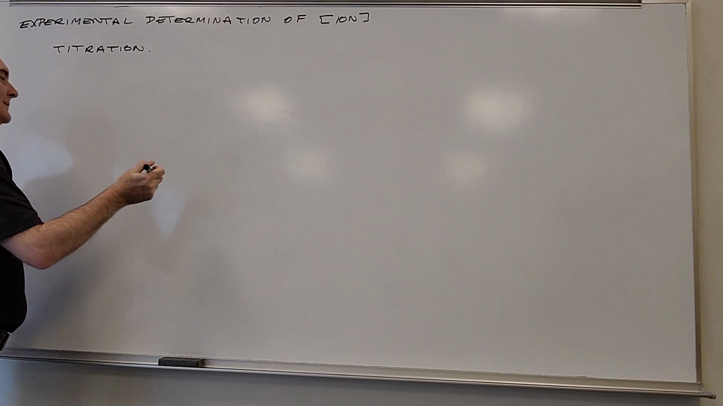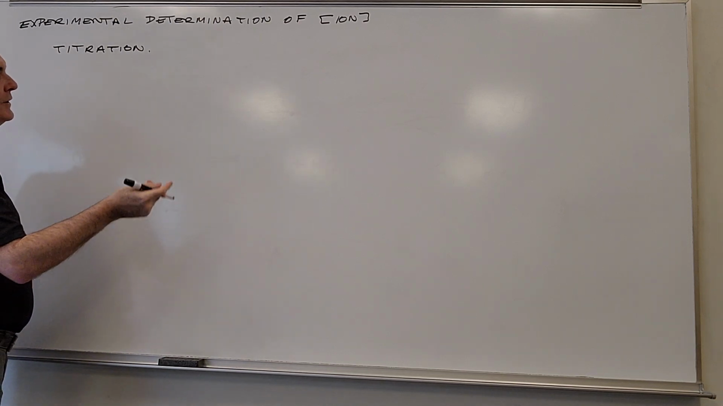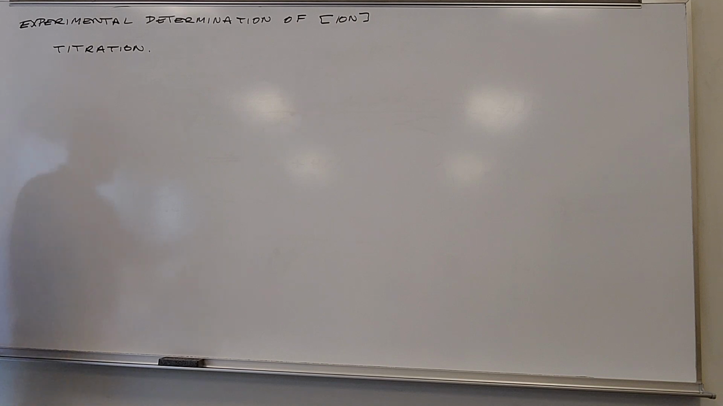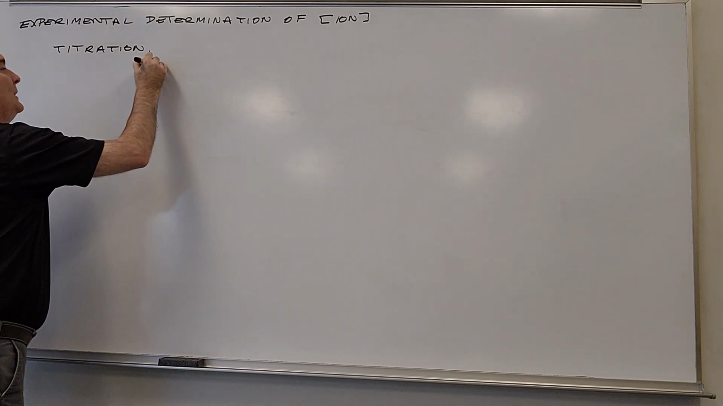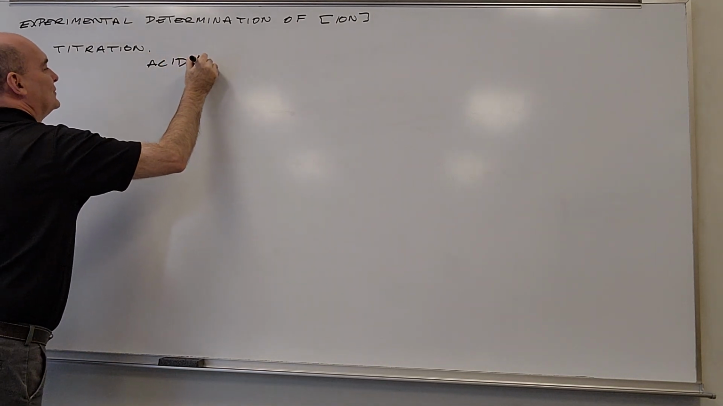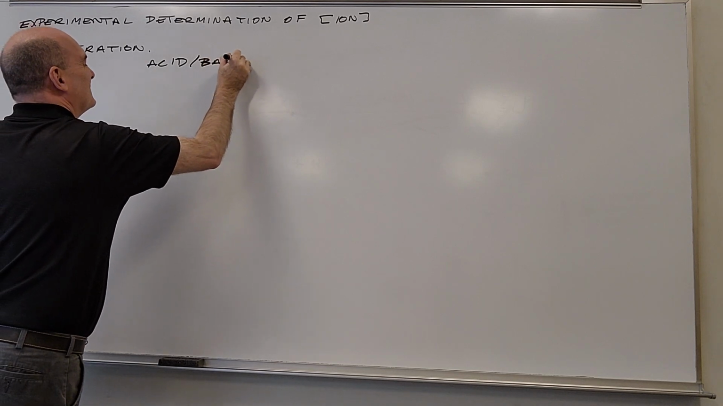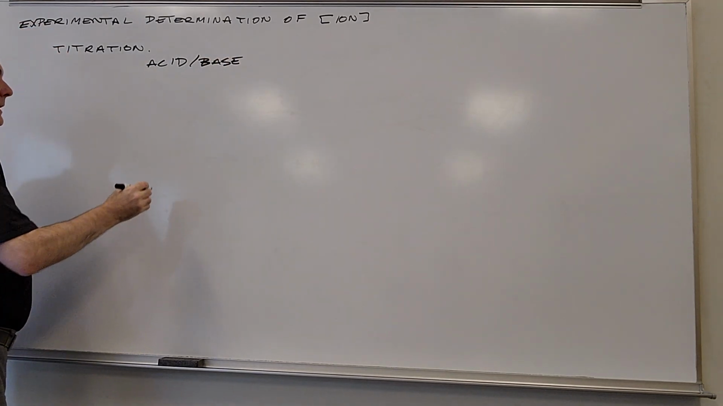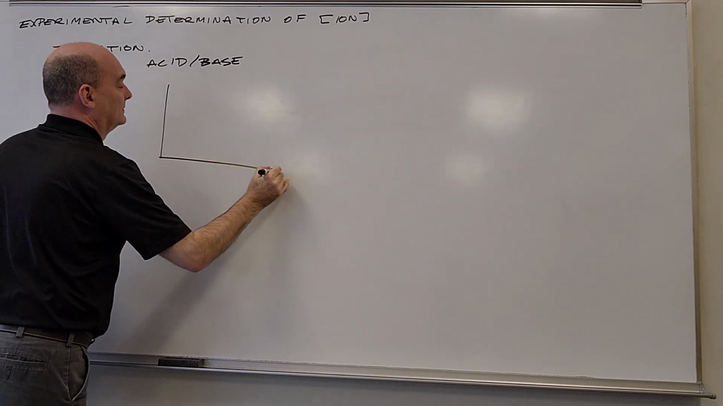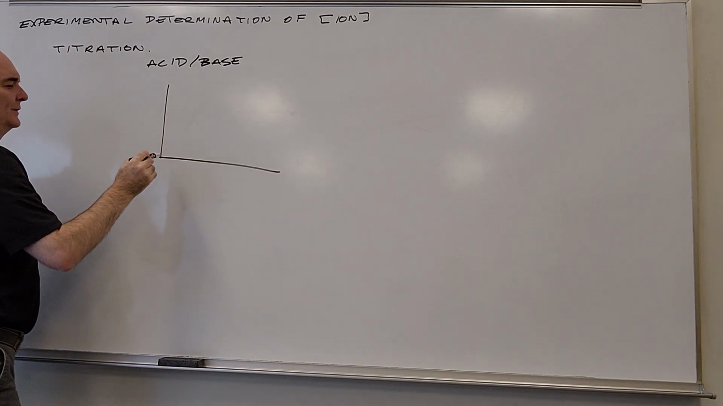Okay. So typically, if our unknown ion is from a weak acid, we would do an acid-base titration, and we get different titration curves.